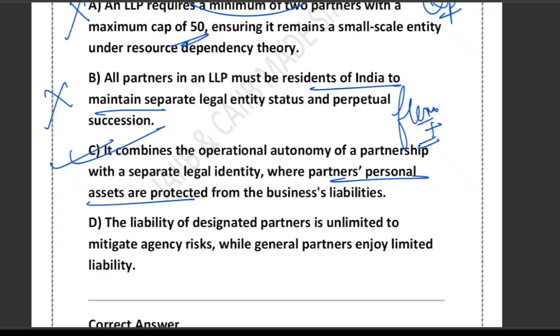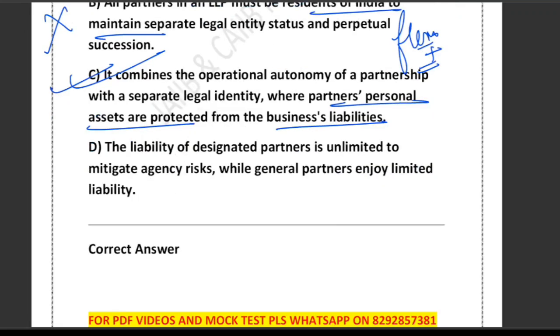What about D? D says that designated partners have unlimited liability. What do you think? This is wrong. In an LLP, all the partners, including designated partners, have limited liability, because the full form itself says limited liability, right? Unlimited liability applies only in the case of fraud. So option D is incorrect.